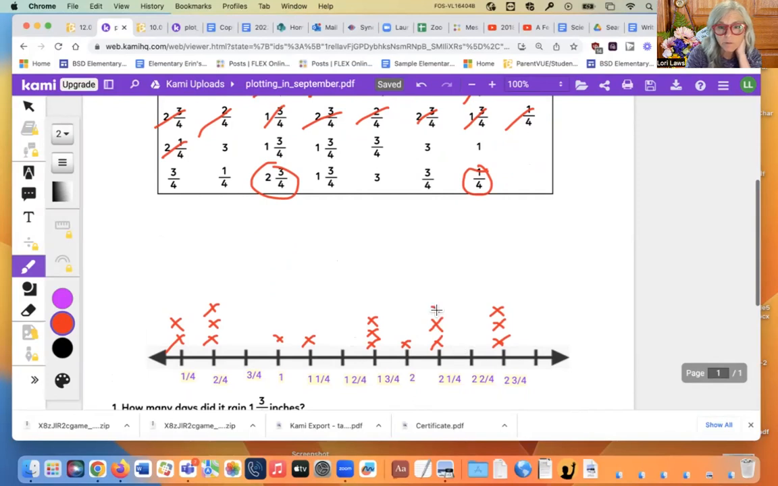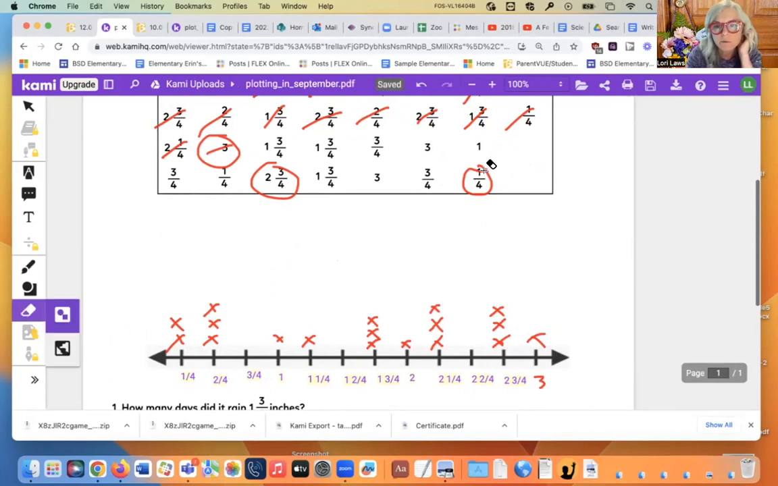2 1/4. 3 of those. We've got a tie. 3. Oh, 2. I forgot to put 3 on here, and I need 3 because 3 is actually the biggest. So I didn't see that. I did not see that. Let me get rid of that one because that one was wrong.